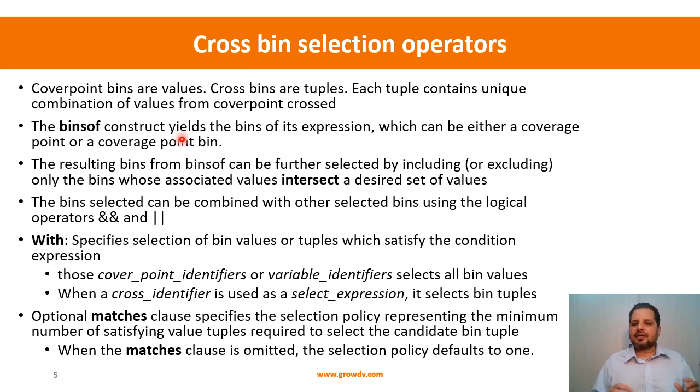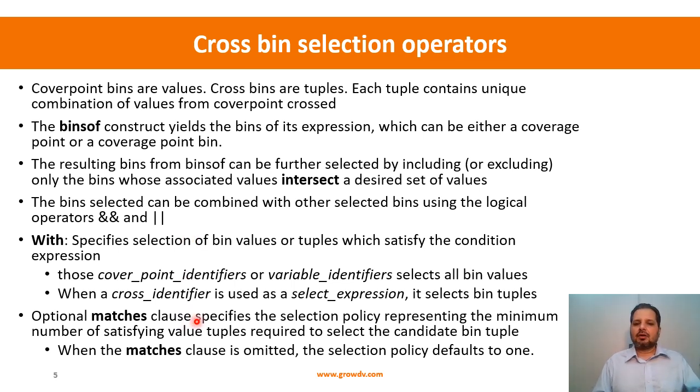Okay, so for any set of bins, however you have gotten them, either directly from a cover point, directly from a cross, or from a selection criteria based on bins of and intersect, you can specify an additional qualifying condition and say that if this particular condition is met, then only select those bins. So that is what with allows. With iterates over all the values that you have provided and checks a certain condition, and if that condition is true, then only it selects those values. So that's what with will do for you.